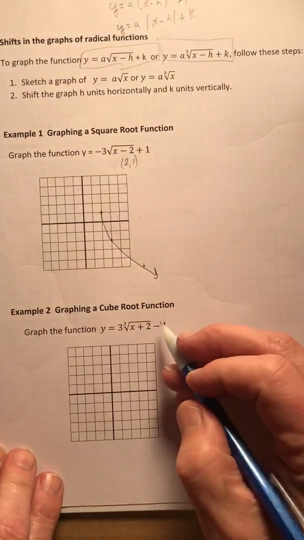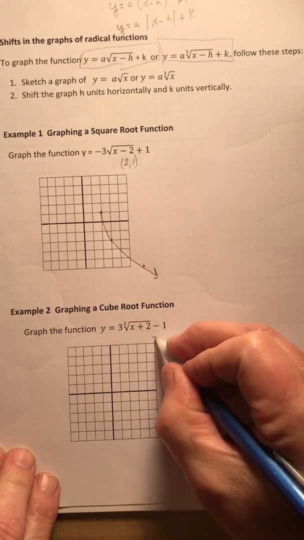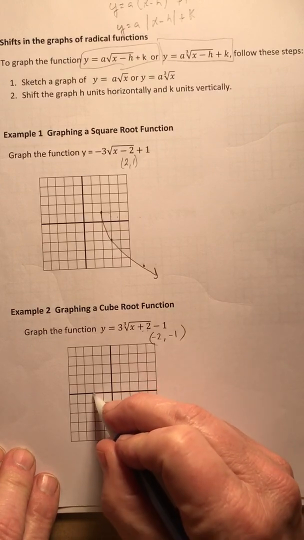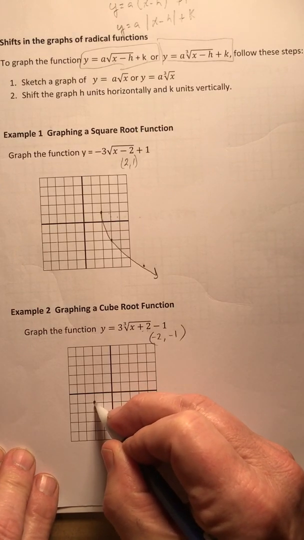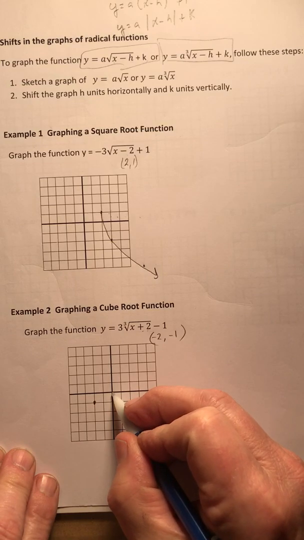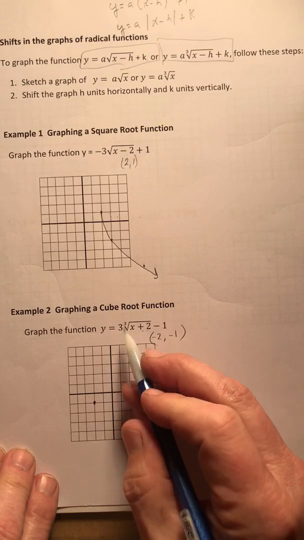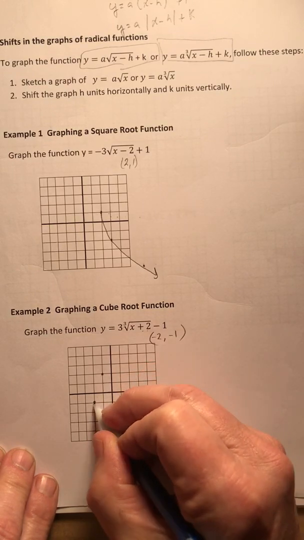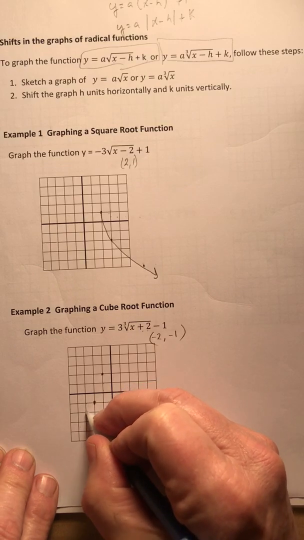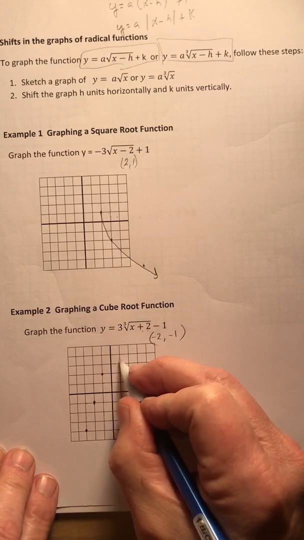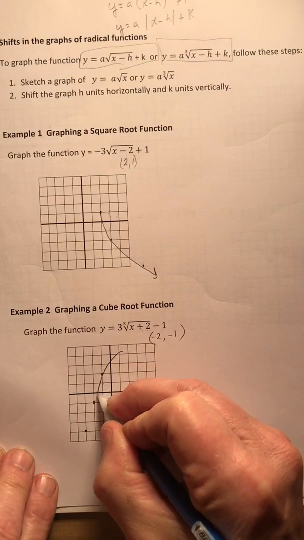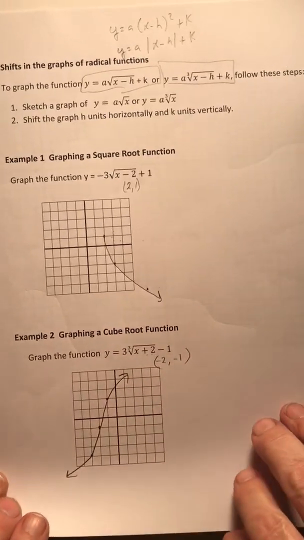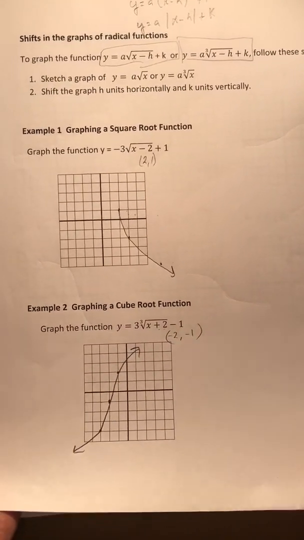Our cube root one, I got the +2, so -2 this time, and -1. So again, -2, -1 puts me right here. And again, that's where the vertex, that's where our origin moves to. All right, which is a multiple of 3. So we go over 1 and up 3. And then the same thing on the other way, over 1 and then down 3. And so it's going to look like this when it comes through. All right, looks like that. And that is your example 2.